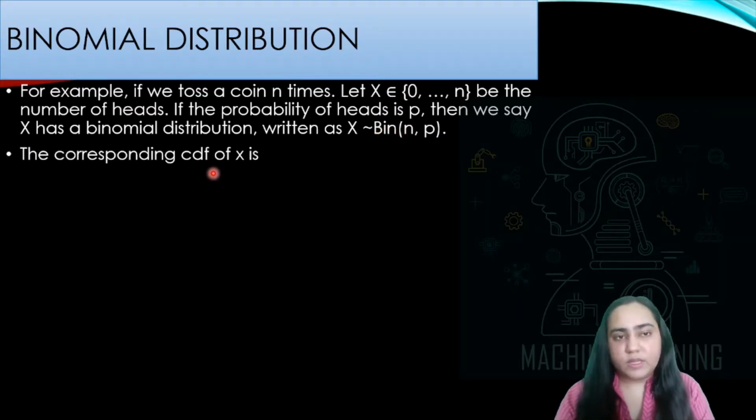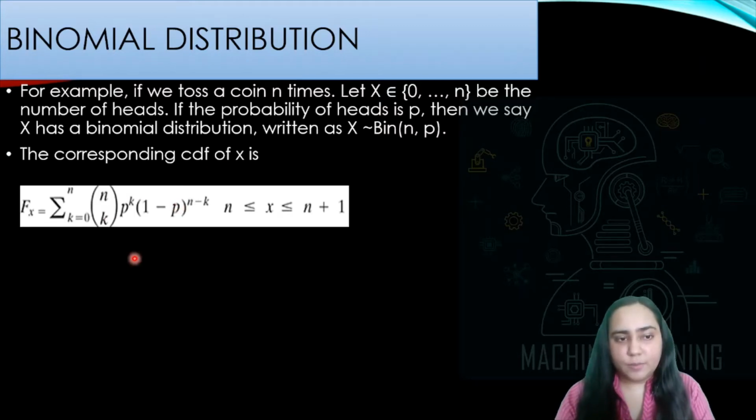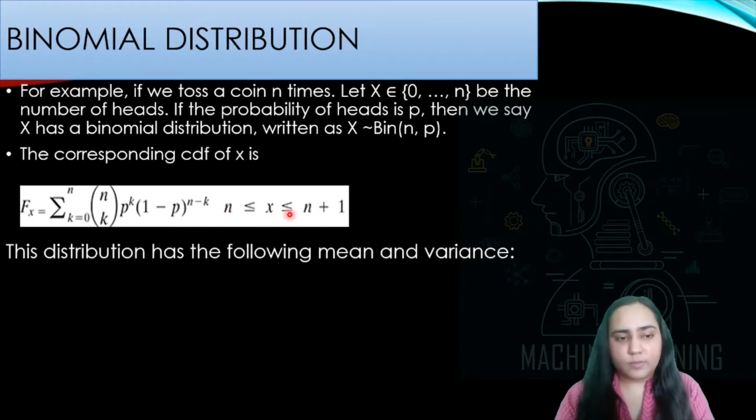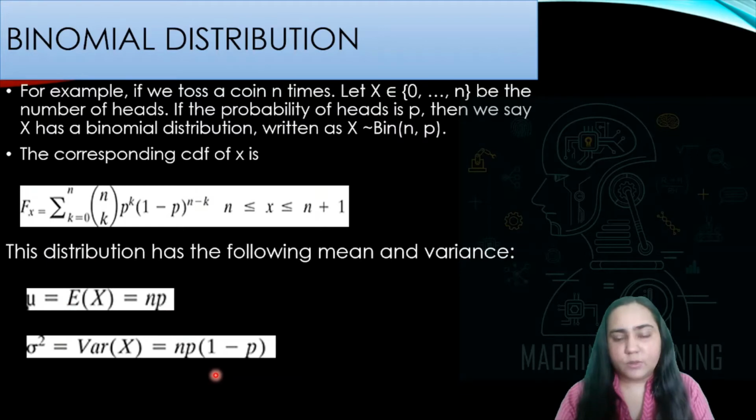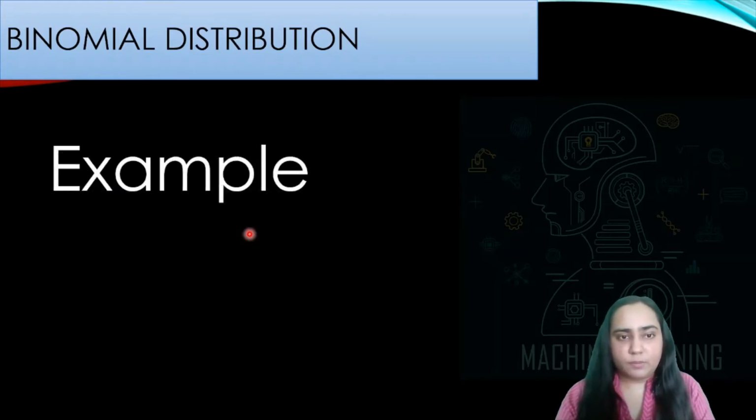The corresponding CDF, which is the cumulative distribution function of X, is this value, which we just saw previously. Only here you have this extra condition that x should lie between n and n plus 1. And the distribution has the following mean and variance. The mean is np, and the variance is np(1 - p). The important thing here is to remember these formulae, because later on you can solve examples using just the formula that you remember. So let's now take a look at some examples.